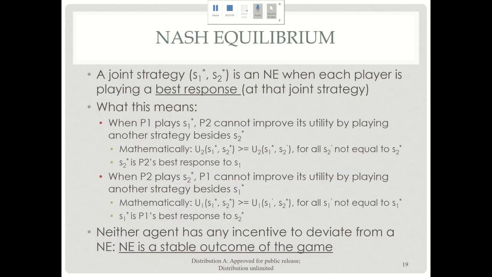So at this point, I will give the formal definition of Nash equilibrium. It says on the first bullet, a joint strategy S1 star, S2 star is a Nash equilibrium when each player is playing a best response.